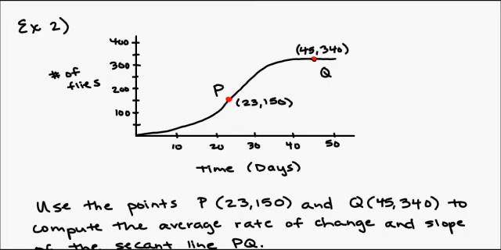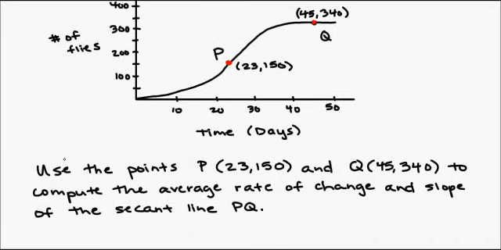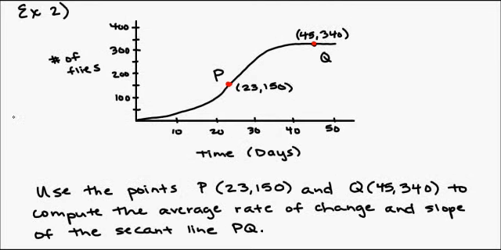Example 2. This graph shows the growth of a fruit fly population in a controlled experiment. So you can see as time goes on, the population is increasing. And this says, use the points P located at 23, 150 and Q at 45, 340 to compute the average rate of change and slope of the secant line PQ.